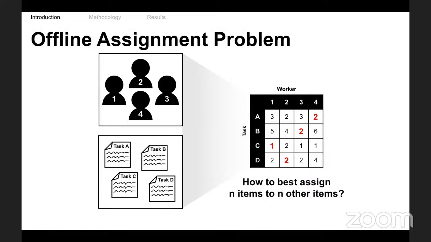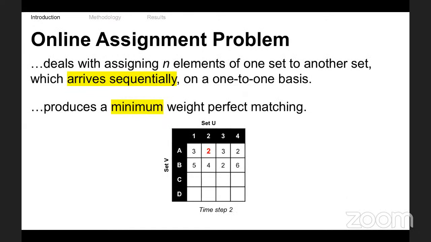This problem, wherein all necessary information is given from the very beginning, is known as the offline assignment problem. In our research, we focus more on its online variant, wherein the elements from one set arrive sequentially, and just like its offline variant, it produces a minimum weight perfect matching. A perfect matching means that for every element in one set, there is one element in another set linked to it. For example, number 1 from set U is linked to letter A from set V.